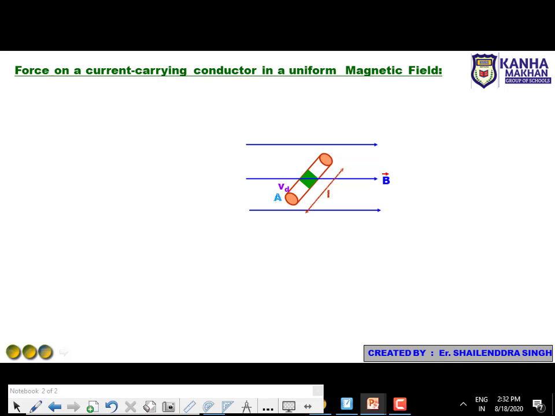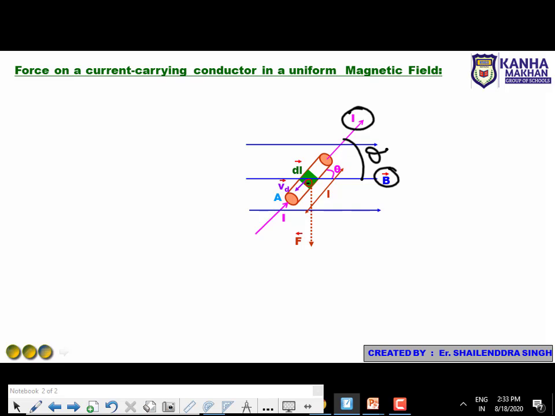Now we will discuss the force on a current carrying conductor in a uniform magnetic field. Suppose a uniform magnetic field B is given here, and a conductor of length L is given, in which the current makes a particular angle theta with respect to the magnetic field. That particular angle theta is the angle the current makes with the magnetic field.